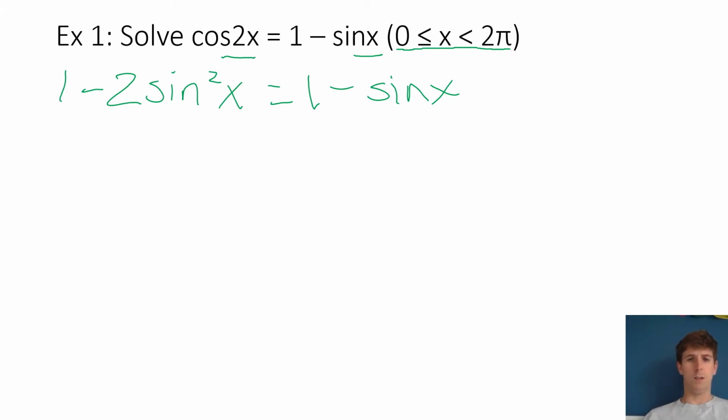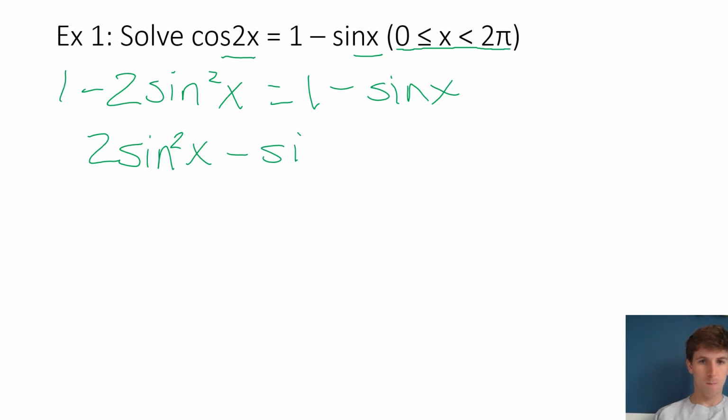Excuse how sloppy that looks. Hopefully you can get the general idea. The next step is I'm just going to get everything onto one side and factor it. Luckily the ones will cancel out, and then I just add the 2 sine squared over. So I'd have 2 sine squared x minus sine x equals 0.